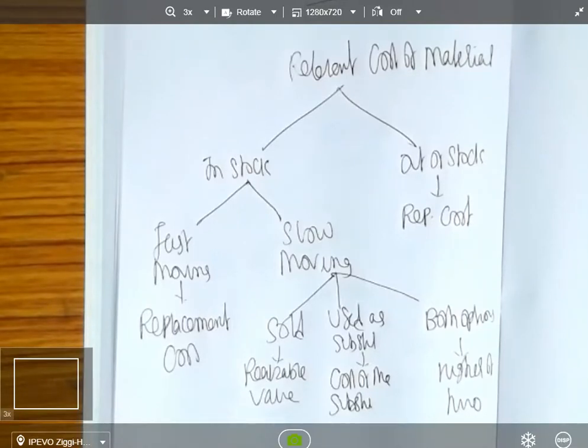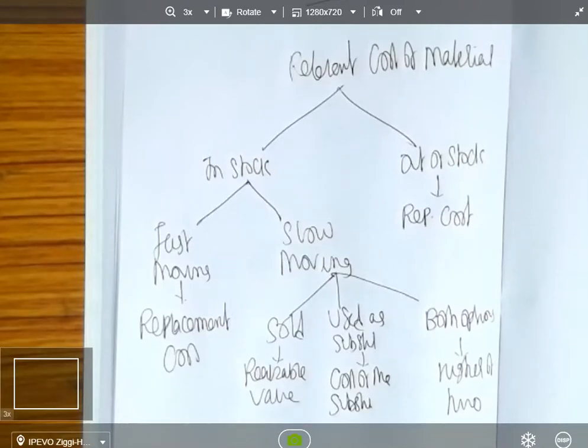So when it comes to relevant cost of material, either the material is in stock or out of stock. If it's out of stock, it's replacement cost. So the first question, I'll see what the project needs, and the first question will be whether the material is in stock or out of stock. If it's out of stock, straight away replacement cost. If it is in stock, the next question is whether it is fast moving or slow moving. If it's fast moving, again it is replacement cost.